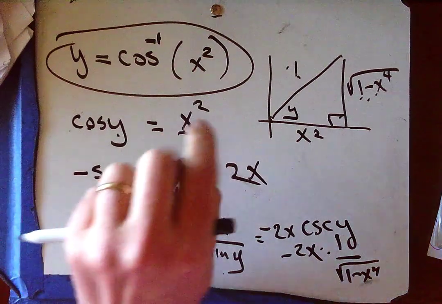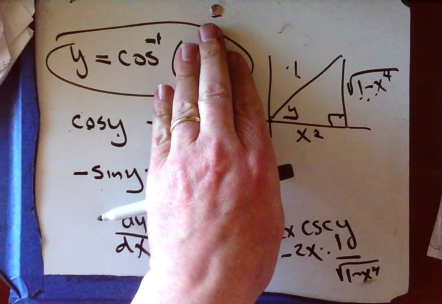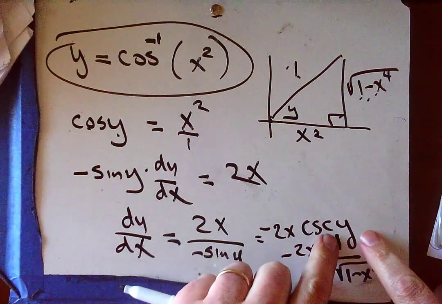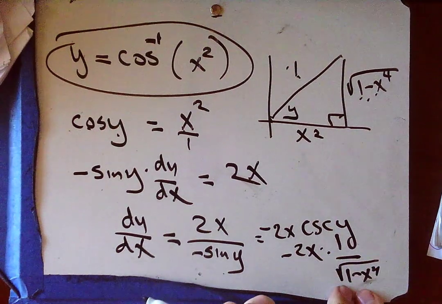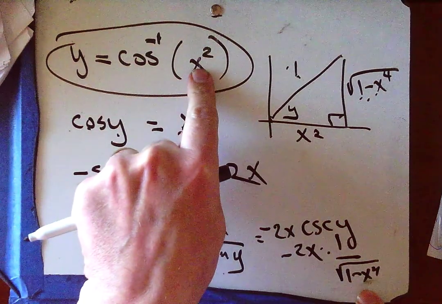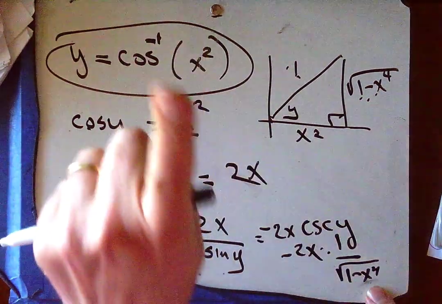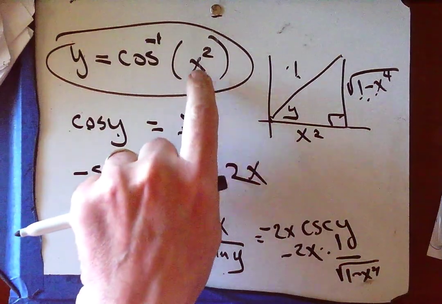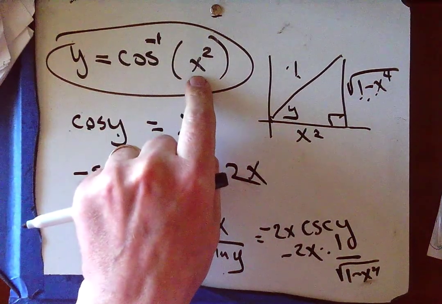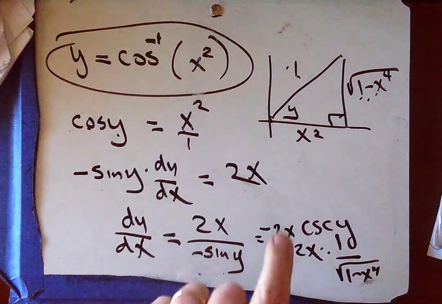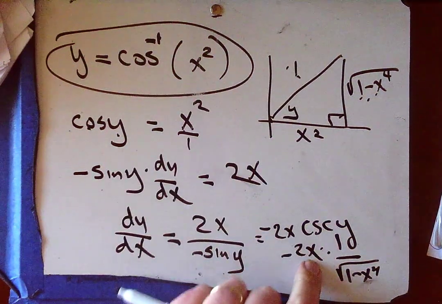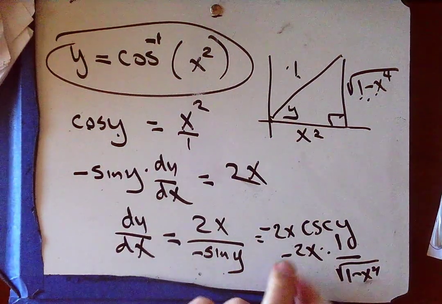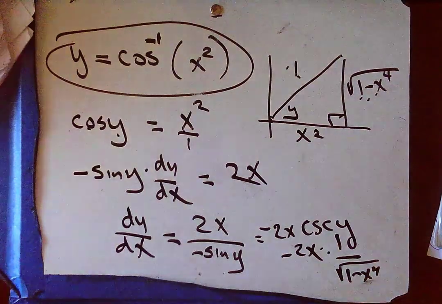Now, think about it for a second. We know that the derivative of inverse cosine is 1 over the square root of 1 minus that thing squared. But because we now have this thing in here, we're using chain rule, and the derivative of x squared is that 2x part. Hey, negative. I wonder what's up with that. Inverse sine was positive.